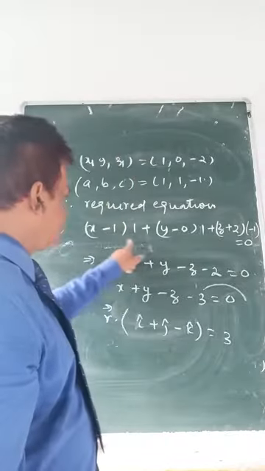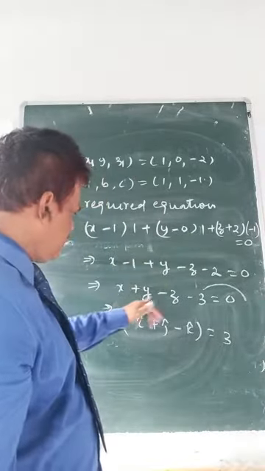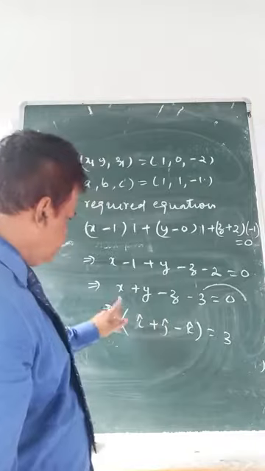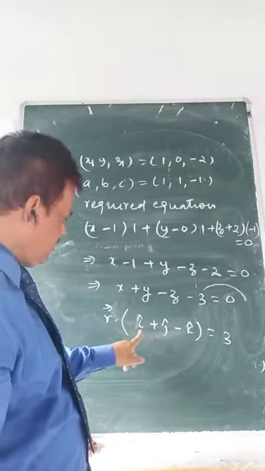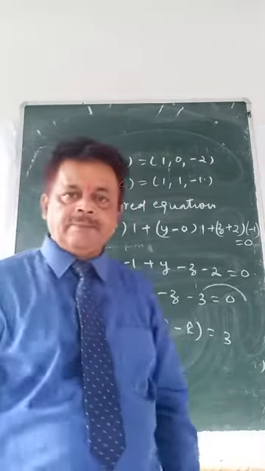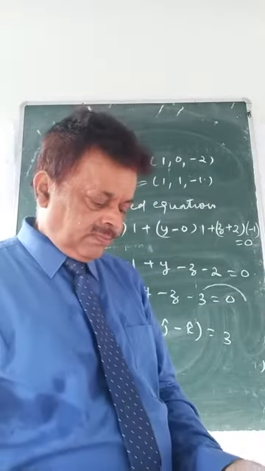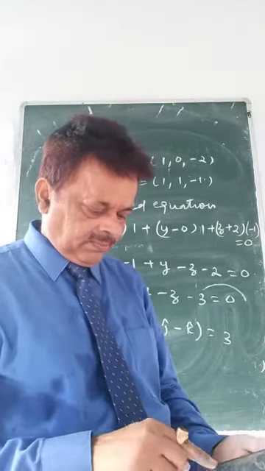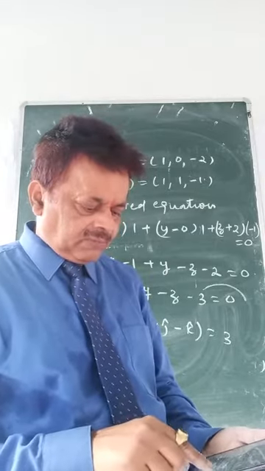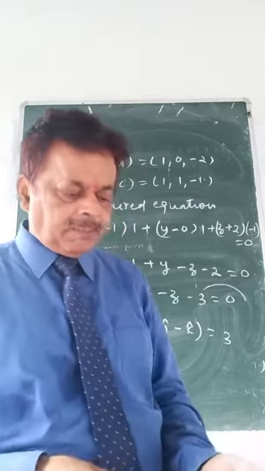So if you remember this Cartesian form, after that you can convert to vector form. Just take out the components, write them in terms of i, j, k. So the second part is homework for you. Find the equation of the plane passing through 3 points.